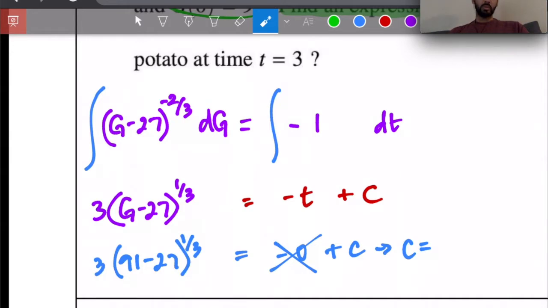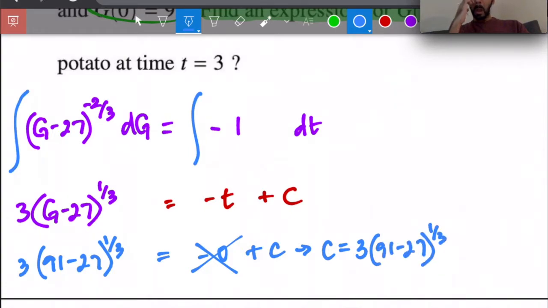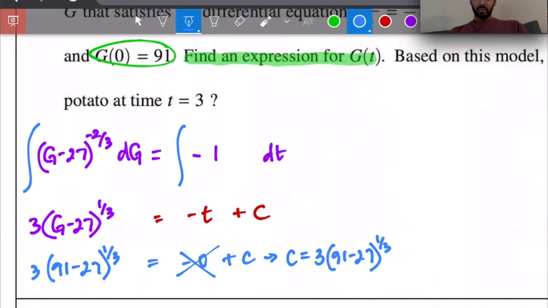Since this is a numerical expression, I'll just leave it like this actually. This is totally acceptable. Don't really need a calculator here. You can if you want and simplify it. c is going to be equal to 3 times 91 minus 27 to the power of 1/3. Now, I'm not going to box that. I'll just leave it. And I can rewrite that into my equation here.